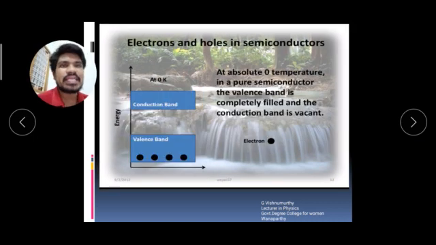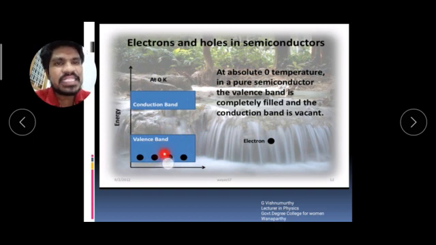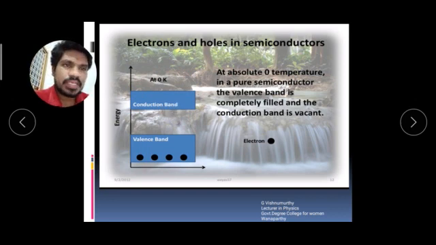And next topic is electrons and holes in semiconductors. At absolute zero temperature, in a pure semiconductor, the valence band is completely filled and the conduction band is vacant. Here you see this. Here there are 4 electrons completely filled in valency band, there is no electrons present in the conduction band initially at 0 Kelvin.